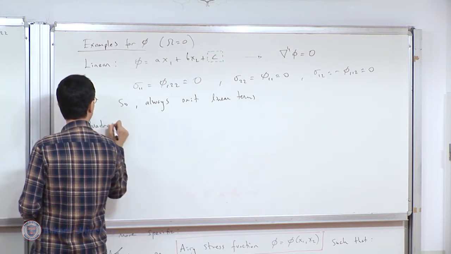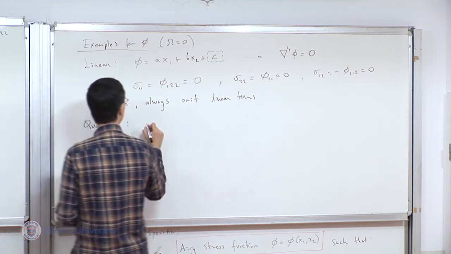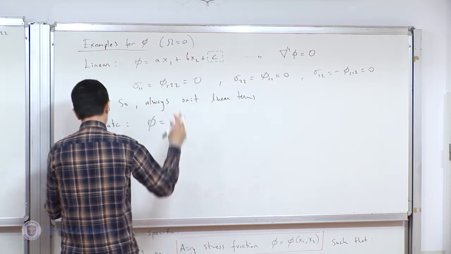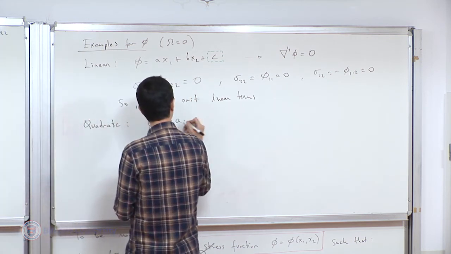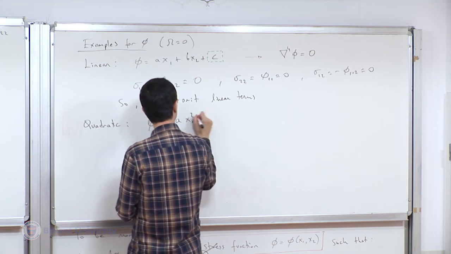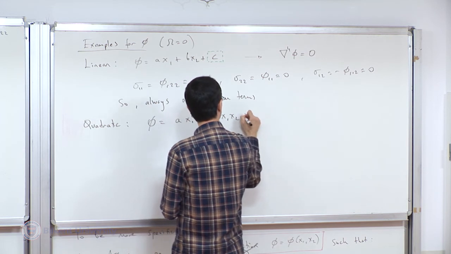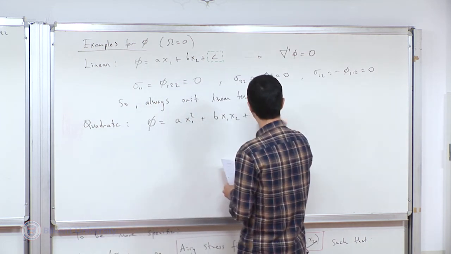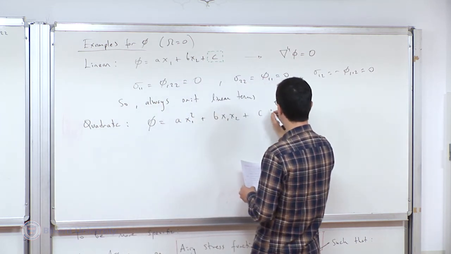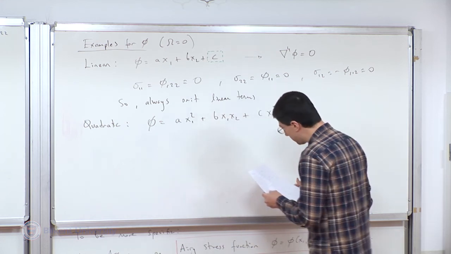So let's look at a quadratic Airy stress function field. Quadratic could involve linears, but I know what they do, so I'm just going to concentrate on the quadratic terms. So a x1 squared, x1 x2, and then x2 squared.